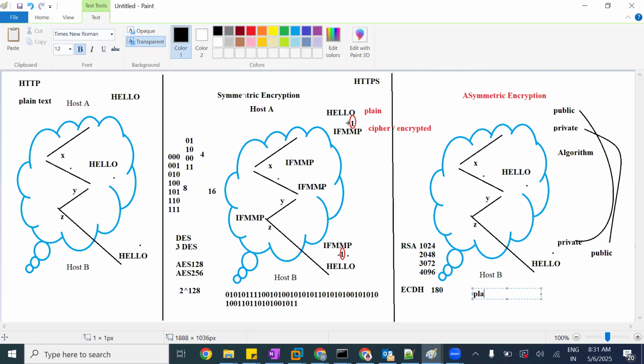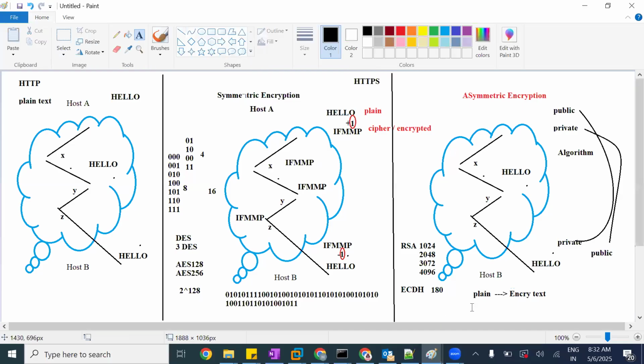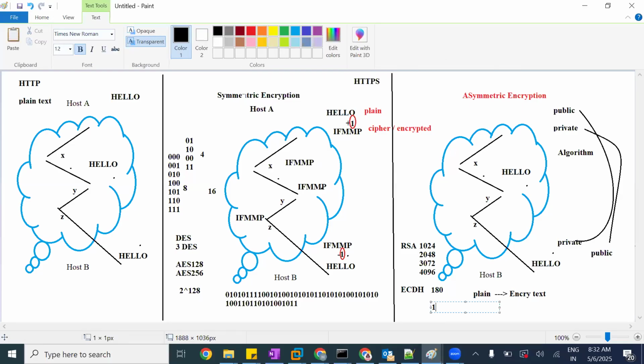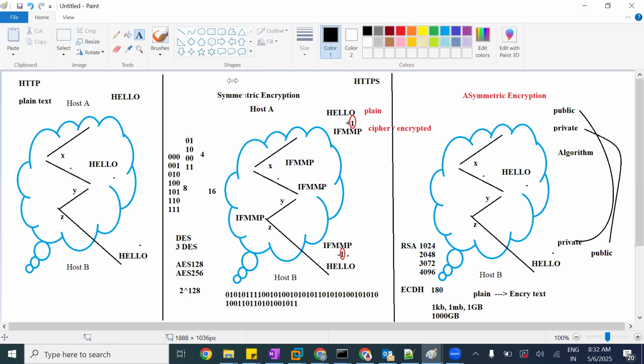As of now, I give a plain text and you get an encrypted text; that is called encryption. Now, this plain text can be 1 KB, 1 MB, 1 GB, or even 100 GB, or 1000 GB. It doesn't matter. The output is always a fixed size. With hashing, we can generate a hash of fixed size.